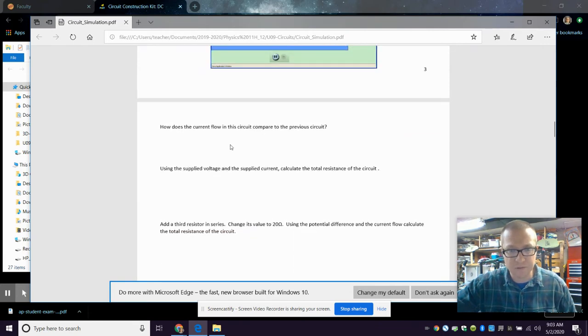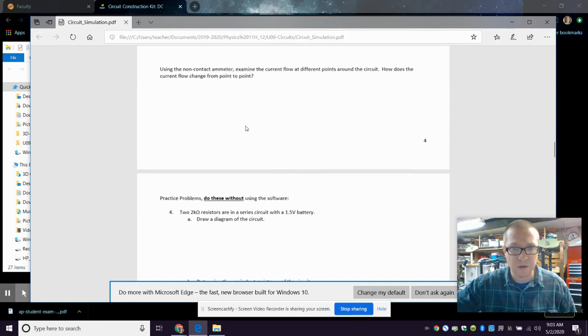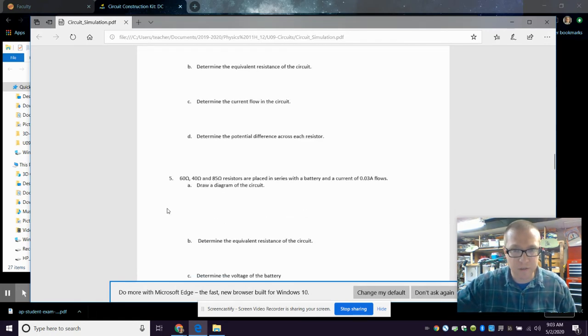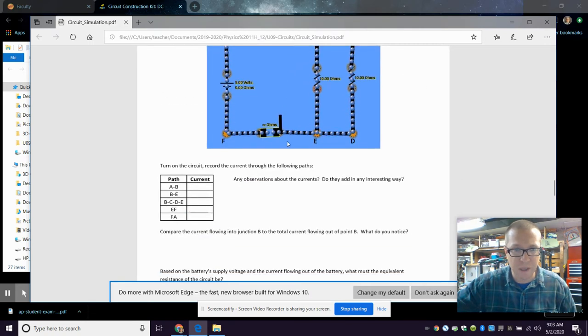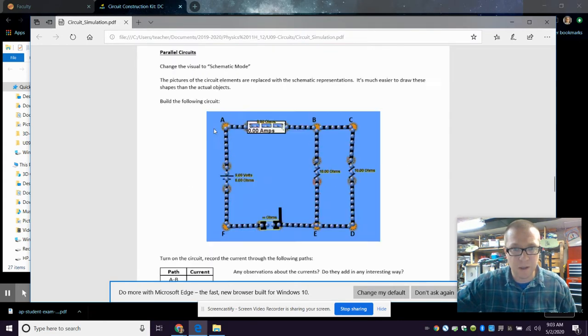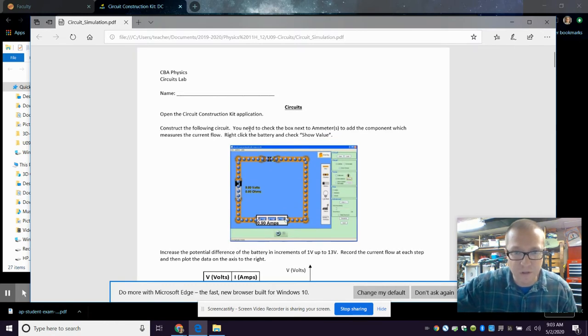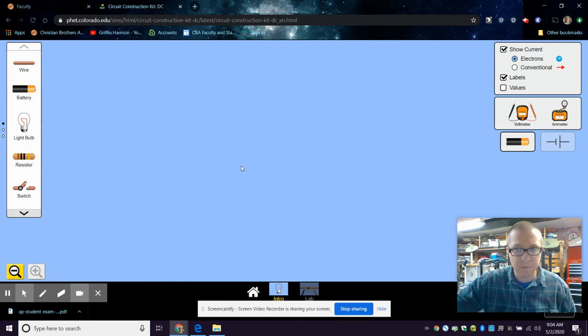I'll show you how to set up the software though right now. Non-contact ammeter. Practice problems. You change it to schematic mode. I'm not sure if this can do that or not, but we'll see. I'm going to walk you through a little bit of it though. So the first thing we do is construct the following circuit. You need to check the box next to the ammeter to add the component which measures the current flow. Right click the battery and check show value. Okay, so we're going to go intro here.